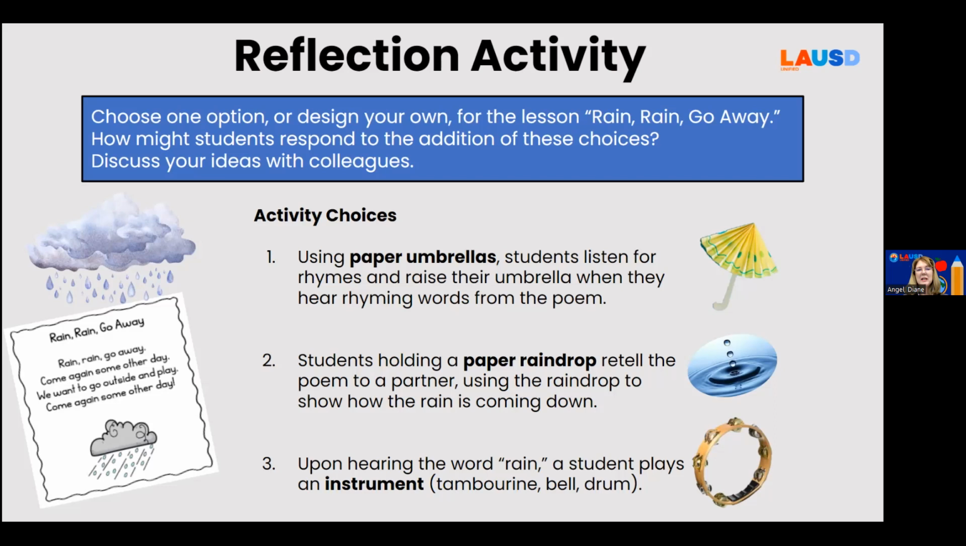Next, for our activity, imagine you are teaching Laura's lesson to your own students. Choose one of the 3 choices listed, or design your own activity for the lesson, Rain, Rain, Go Away. Which activity would you like to try in your classroom? Or how does your own activity differ from the choices and why? How might your own students respond to these choices? Please reflect on this activity in your journal and pause the presentation for 5 minutes.